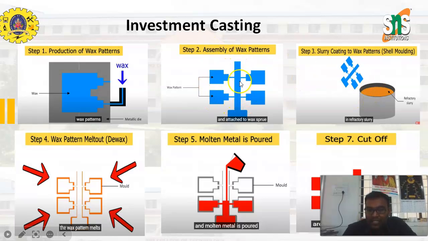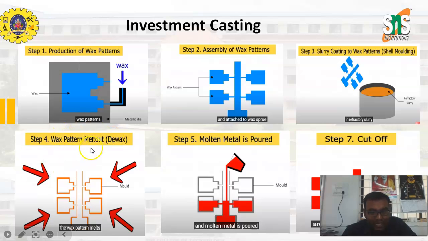The next step is to coat the wax, that is, dip the wax pattern into the refractory slurry. This is slurry coating of the wax pattern. That means the shell mold is formed by dipping the wax pattern in the refractory slurry. Step 4 is the melting out of the wax pattern. While dipping the wax pattern into the refractory slurry, a shell mold is created to a certain thickness of about 10 to 20 mm.